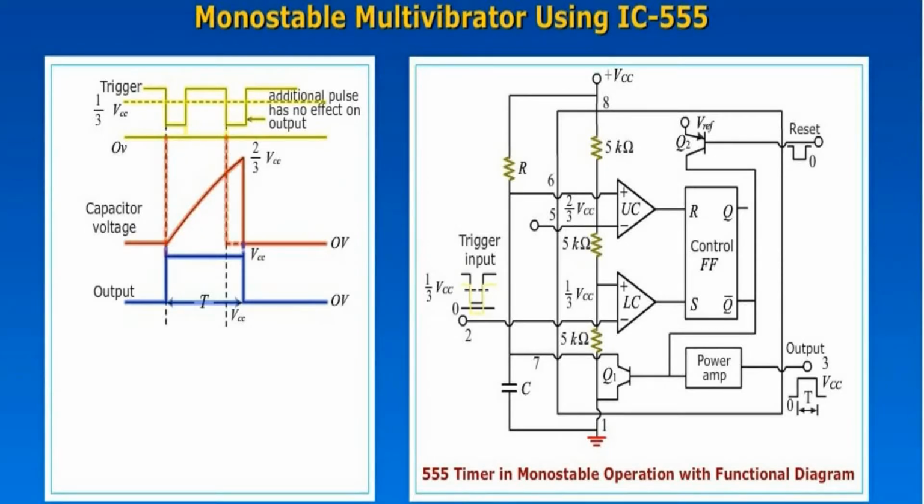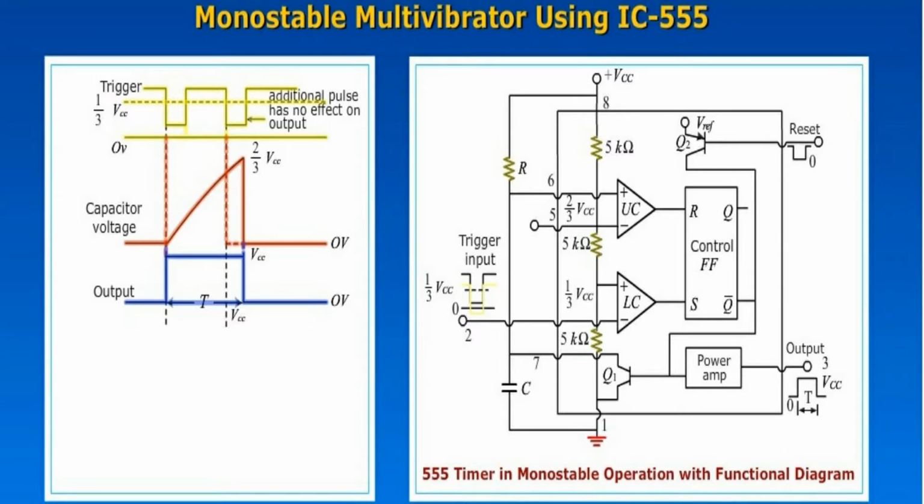In this video, we are going to learn about the monostable multivibrator using IC 555 timer. Monostable multivibrator is also called the one-shot multivibrator. When an external trigger pulse is applied to the monostable multivibrator, it generates a single output pulse with a fixed time duration.